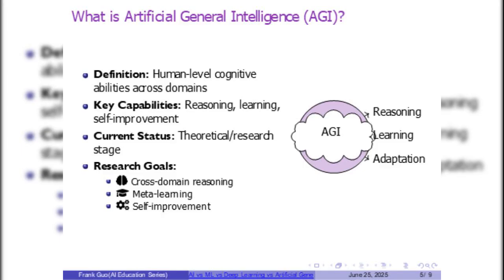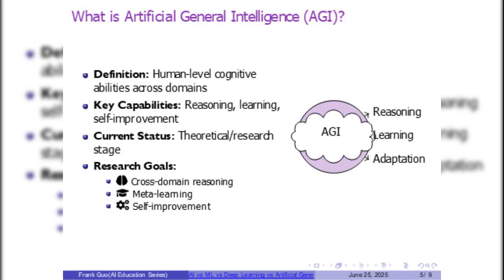In other words, an AGI system could learn a skill, apply it to a new problem, and even teach itself how to get better. Right now, AGI is still in the research stage. We haven't built one yet. But scientists are exploring ways to get there.